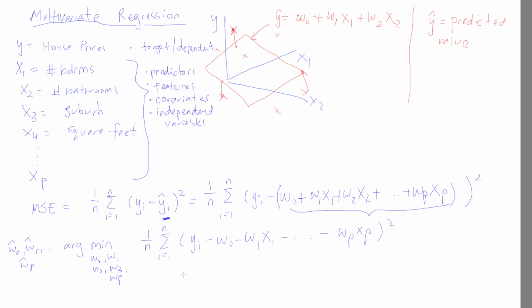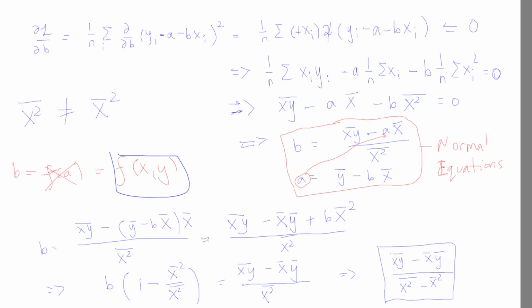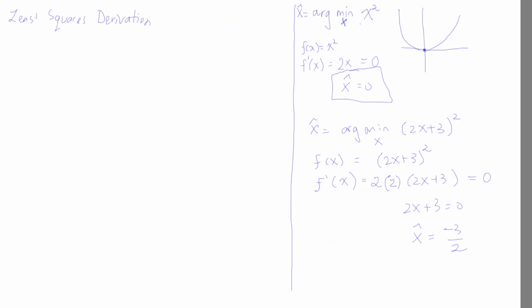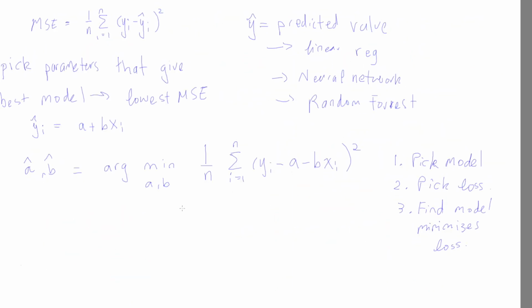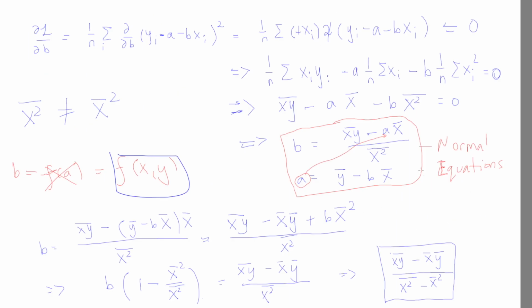You actually know how to solve this. All you're going to do is, well, let's go back to here, right? How did we solve this problem? Well, we took the derivative with respect to A, then we took the derivative with respect to B, and then we got the normal equations, right, here, and then we solved.